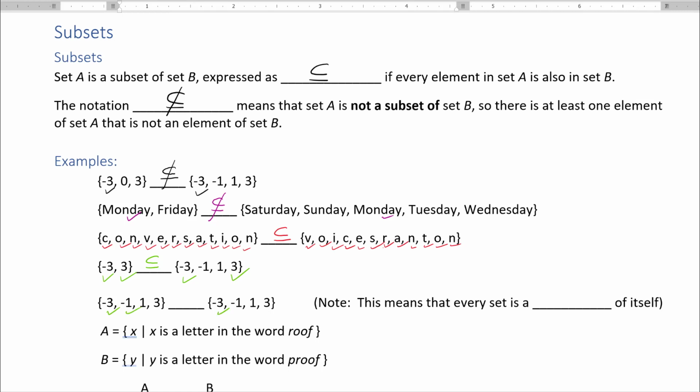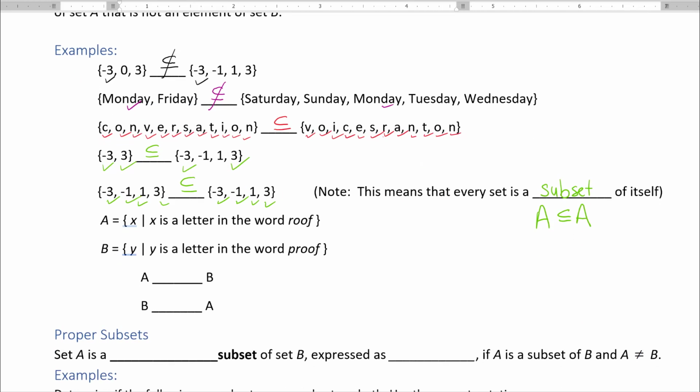So what if they do have the exact same elements? -3, -3, -1, -1, 1, 1, 3, 3. So they have the exact same elements. So this is still a subset because all of the elements in the first set also belong to the second set. Now, this has a bigger meaning here. That means that every set is a subset of itself. So any set A is always going to be a subset of itself, A, whatever that set might be.